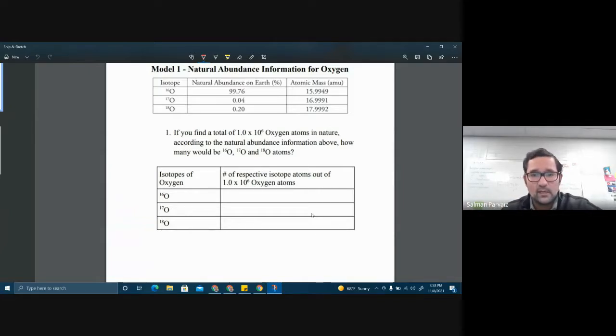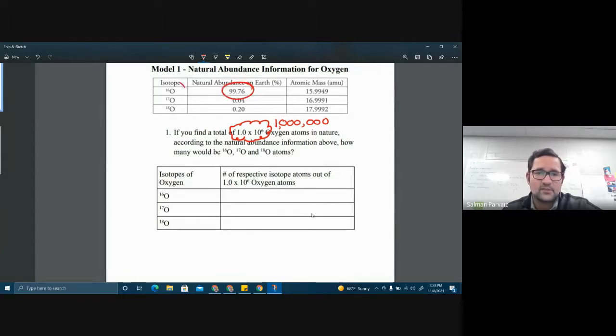So first of all, we want to reference one of our lessons right in the beginning of the school year, scientific notation. This 1.0 times 10 to the 6, if you move the decimal 6 times to the right, your answer is going to be 1 million. So we're talking about 1 million oxygen atoms.